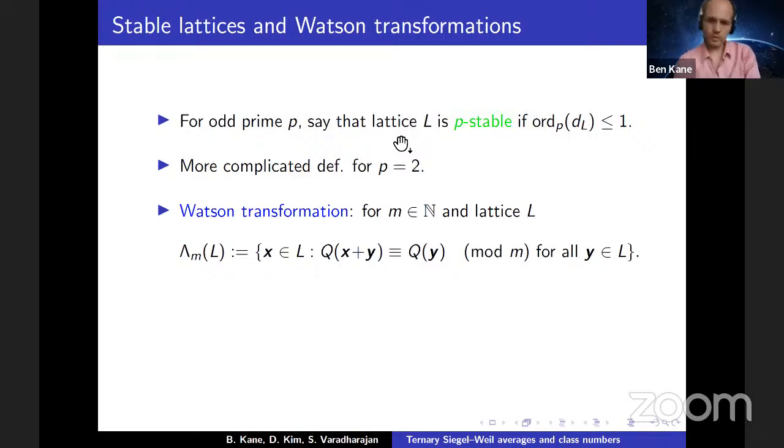And these are related to something called Watson transformations. So a Watson transformation takes a lattice L and defines another lattice, which consists of the vectors x in L for which it's always true that Q of x plus y is congruent to Q of x modulo m. So we pick an integer m, and we take the ones where this is congruent for every y in the lattice.